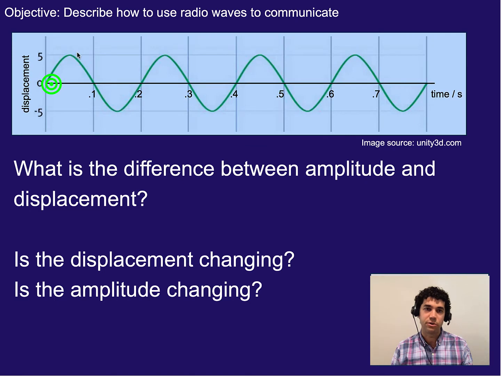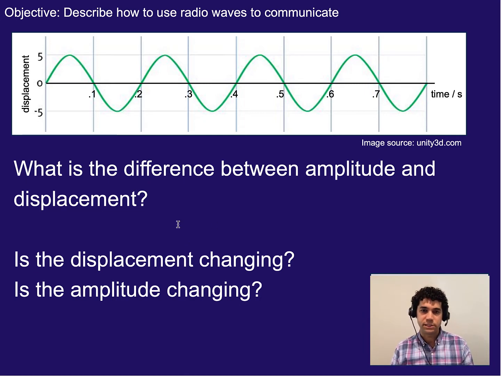It goes from 0 to 5 to 0 to -5, and that is because it's vibrating, because it's a wave. Now, amplitude is not changing. The amplitude is the maximum displacement, and we can see that the maximum displacement stays the same in this case. It doesn't always, but in this case it does.